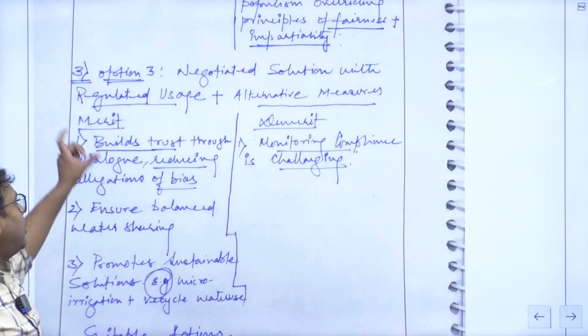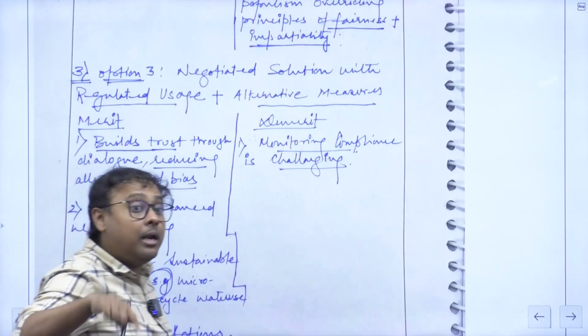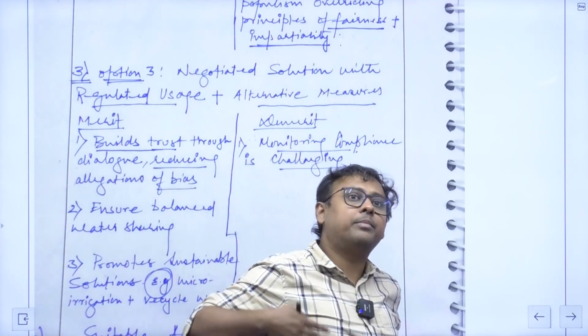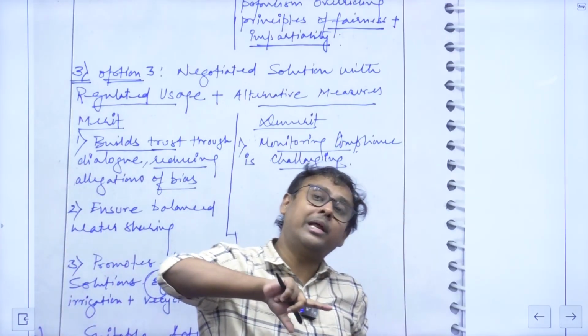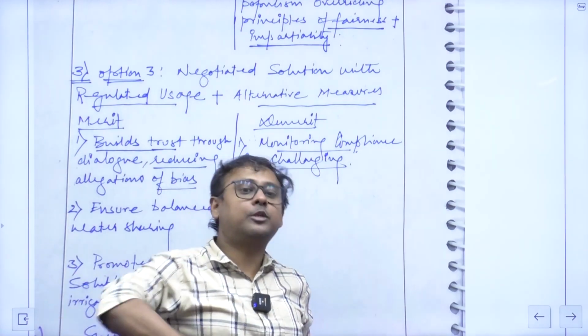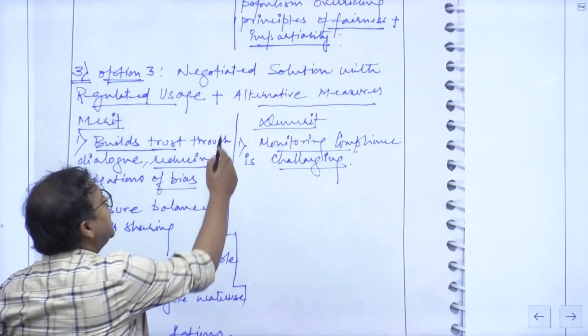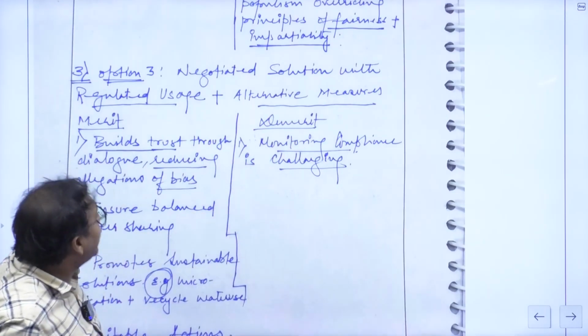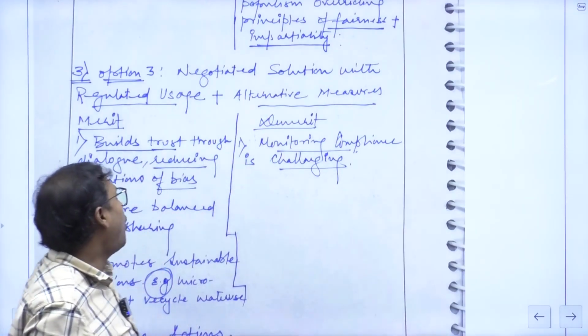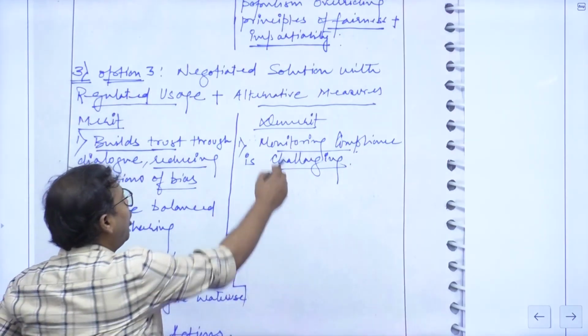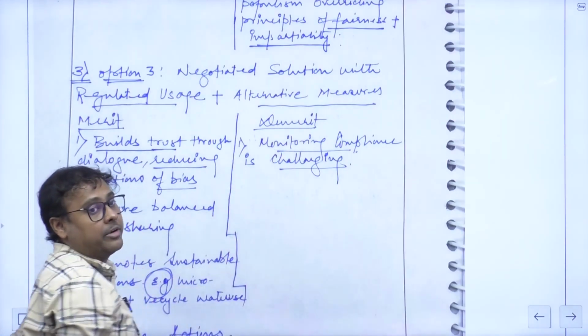हाँ तो like वहाँ पर पूरा फ्रेम करना है empathetic, but again, so you're right. So empathetic because I have taken the decision on behalf of the farmers. So empathetic towards farmers. ठीक है? Okay. Option third, again, negotiated solution with regulated use plus alternative measures. Now this is a long-term thing. इसलिए plus later I have read it.